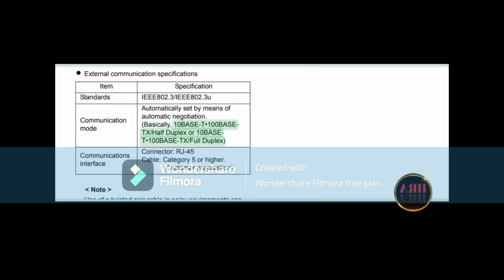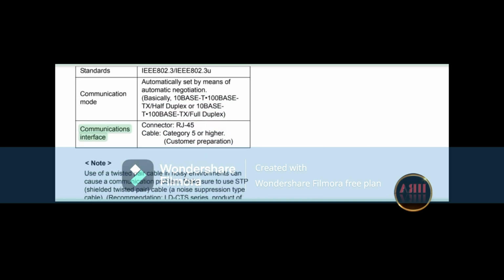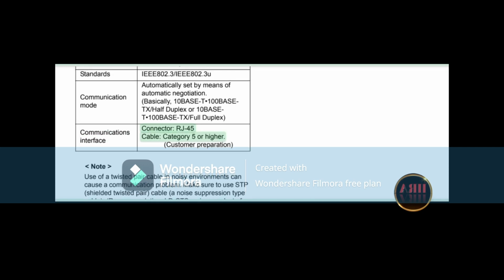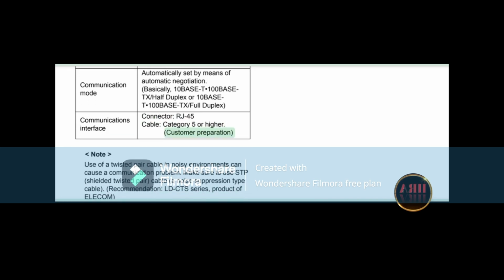Basically, 10BASE-T, 100BASE-TX, half duplex, or 10BASE-T, 100BASE-TX, full duplex. Communications interface. Connector: RJ45 cable, category 5 or higher. Customer preparation. Management settings.